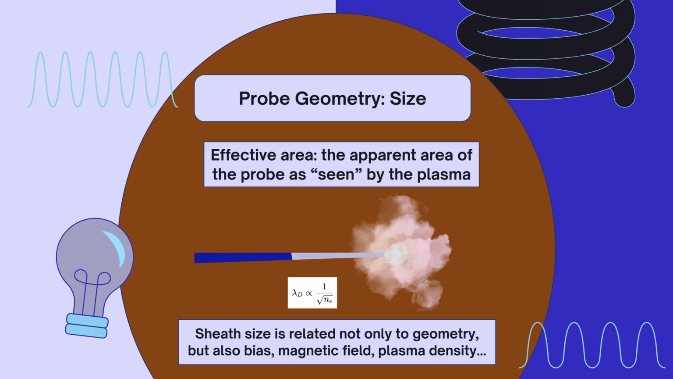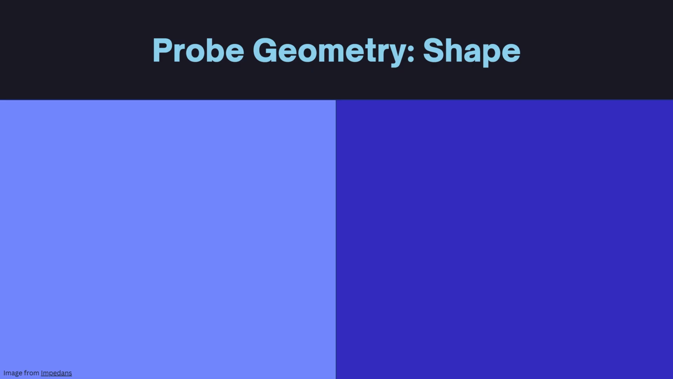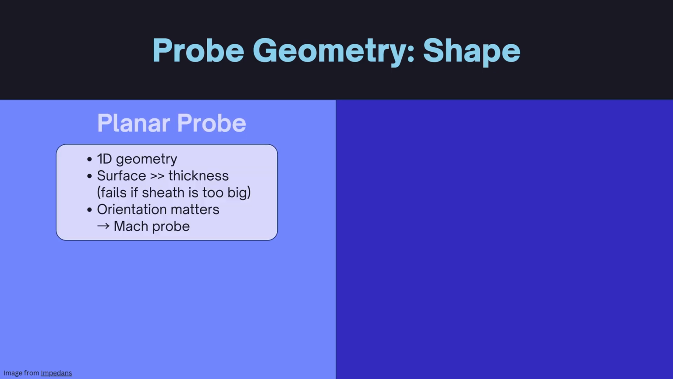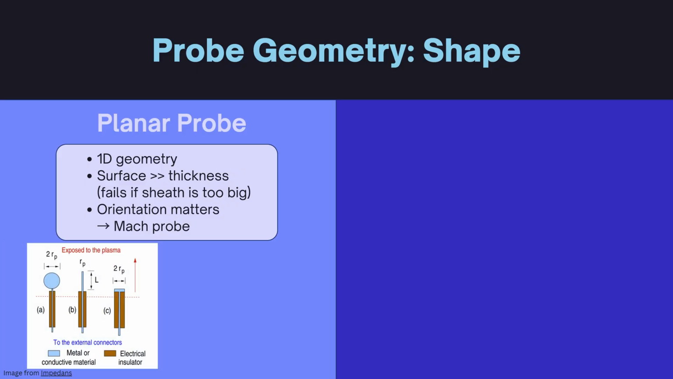In fact, even within the same discharge, it can vary significantly. The sheath near the dense plasma core is thinner than that at the low-density edge. Now, let's talk about the shape of the probe. The simplest geometry is a planar probe. Under the simplest assumption, it can be treated as a one-dimensional system. The surface area is much larger than the sheath thickness, so everything happens more or less perpendicular to the surface.